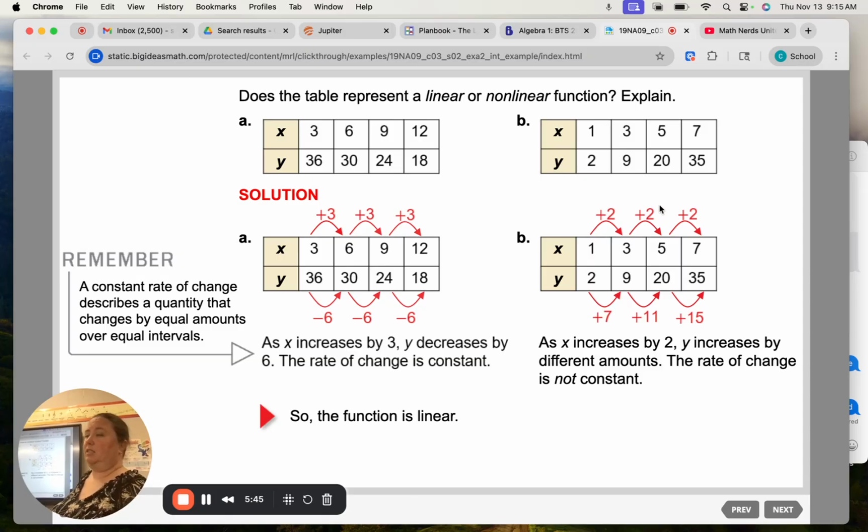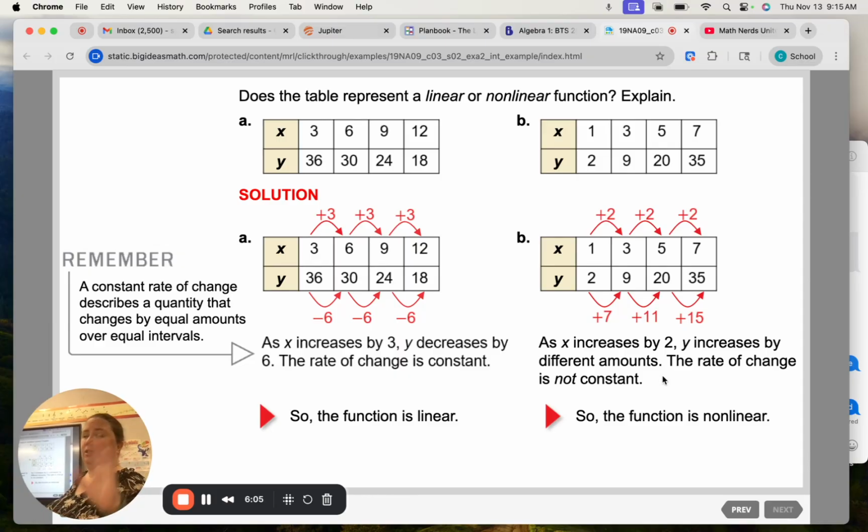So is this a constant rate of change? No, everything differs. So it's going to do weird things as you graph that. So this is not constant. So is this function linear? No. So this is a non-linear function. It just means it's going to have weird plateaus and curves and things.